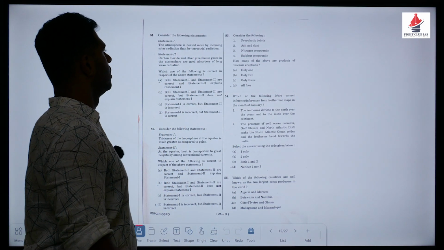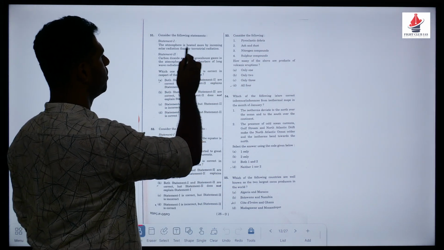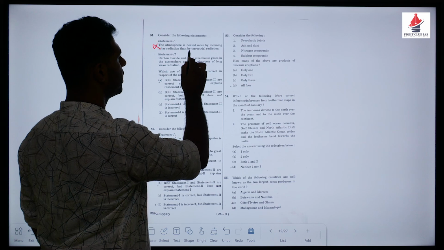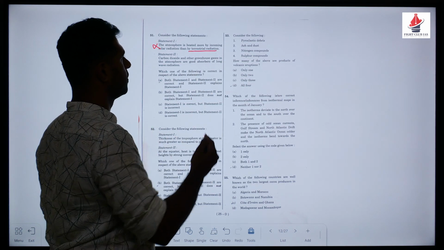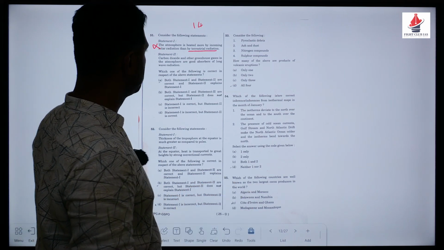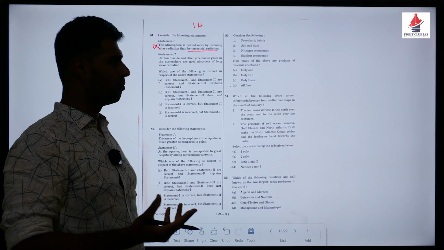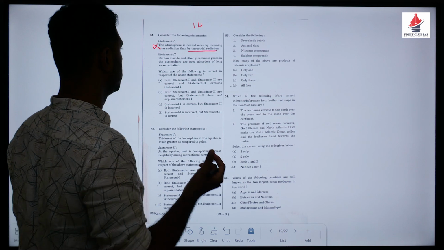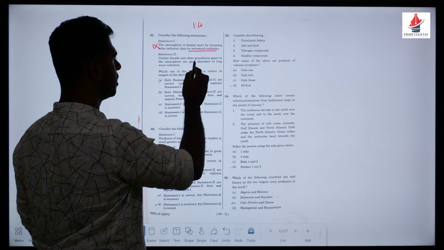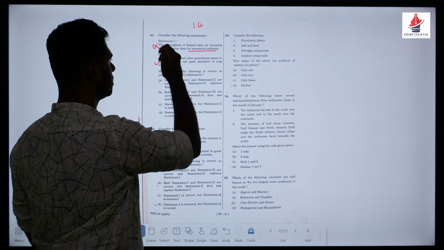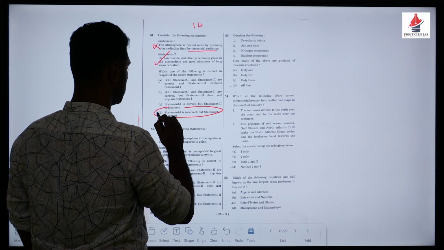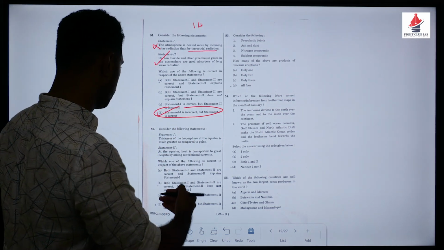51. Atmosphere is heated more by incoming solar radiation than by terrestrial radiation. This is wrong. In fact, it is the terrestrial radiation which heats it up. Incoming radiation barely heats it up to 14 and terrestrial radiation heats it up to 54 units. If you see the heat budget, you'll get to know. 1 is wrong. Carbon dioxide and other greenhouse gases in the atmosphere are good absorbers of long wave radiation. This is correct. So, statement 1 is incorrect, statement 2 is correct, right? Going to the 52.